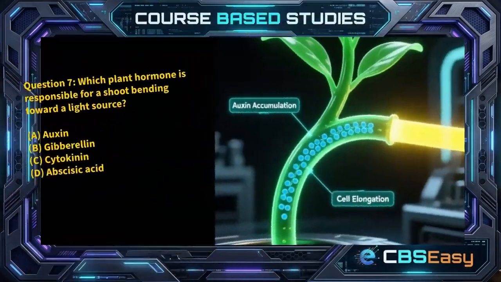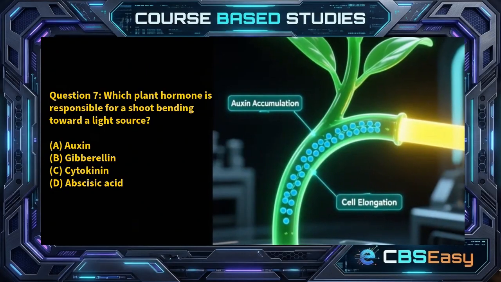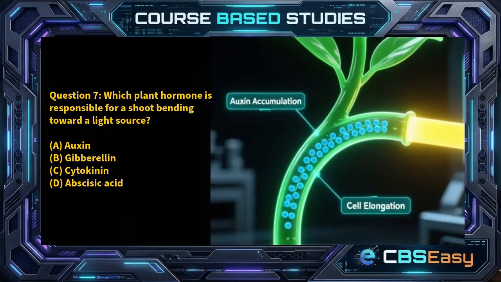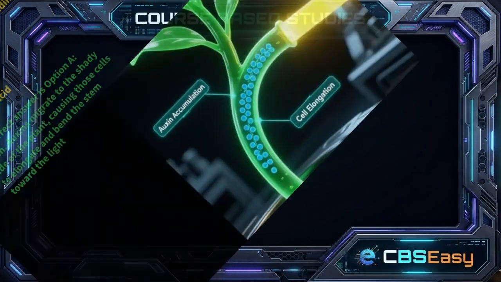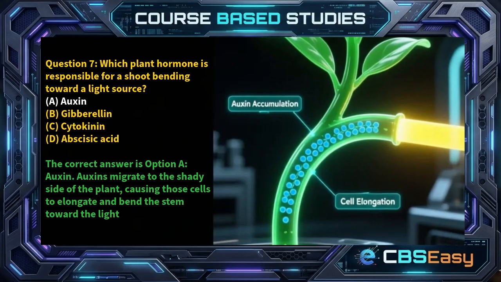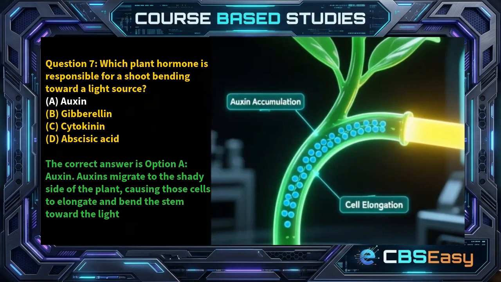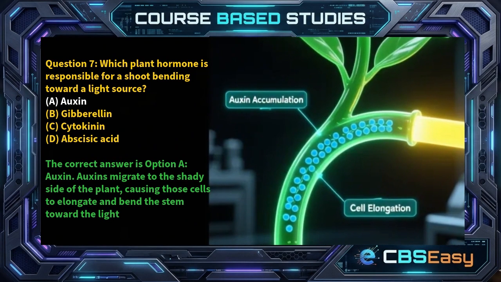Question 7. Which plant hormone is responsible for a shoot bending towards a light source? The correct answer is option A, auxin. Auxins migrate to the shady side of the plant, causing those cells to elongate and bend the stem towards the light.